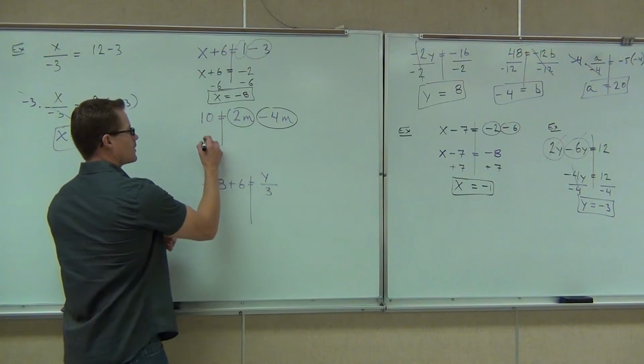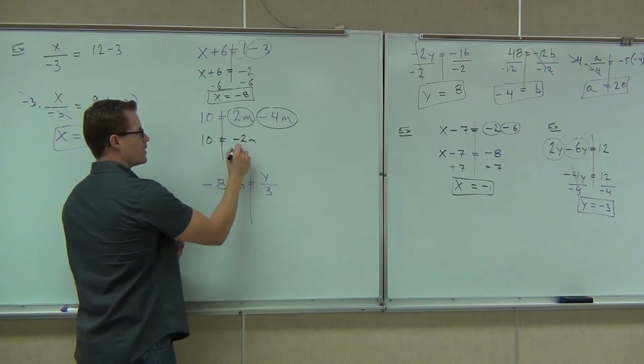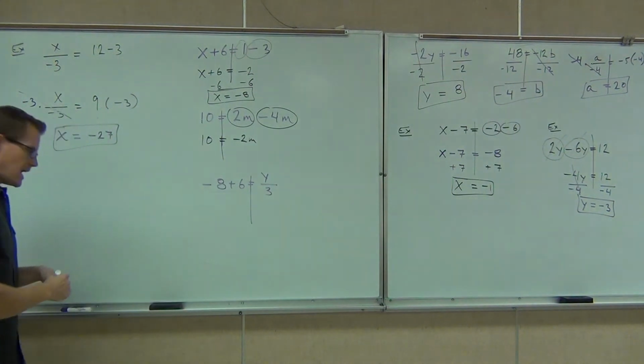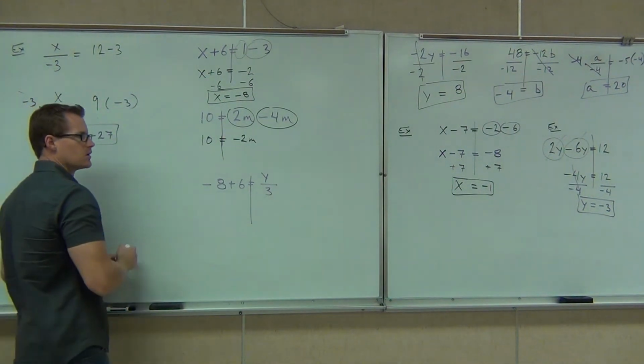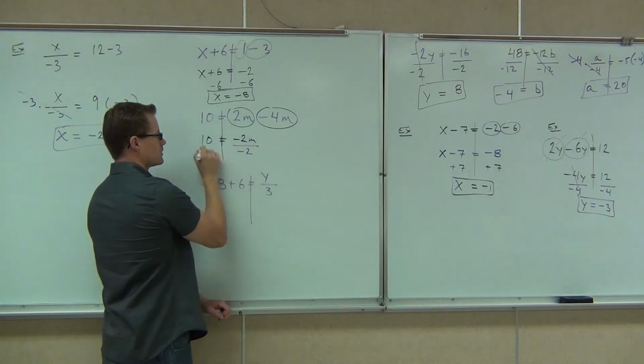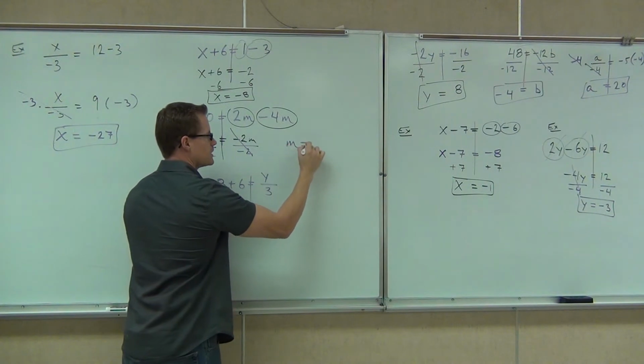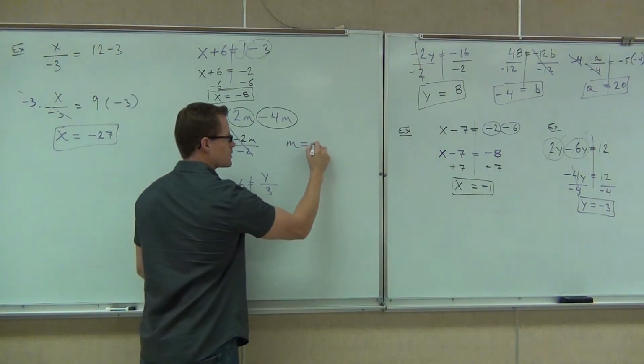-2m. Good. On the left-hand side, 10 stays the same, but -2m is what we need to have on the right-hand side. Lastly, what are we going to do here? Plus. What now? Divide by 2. Good. By -2, that's great. We're going to get m equals -5. Perfect.